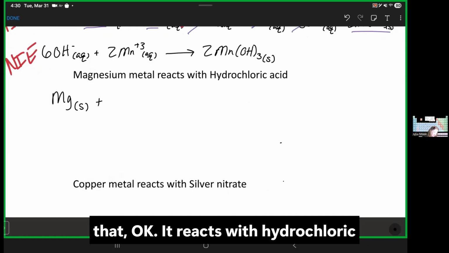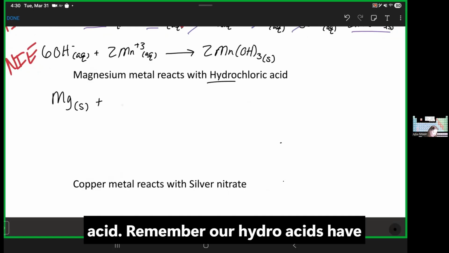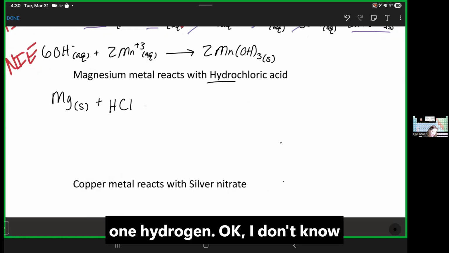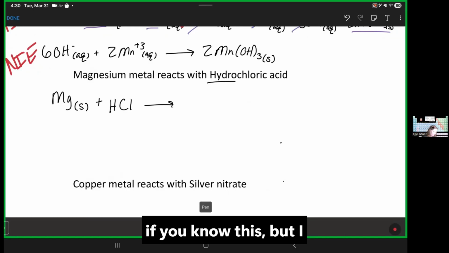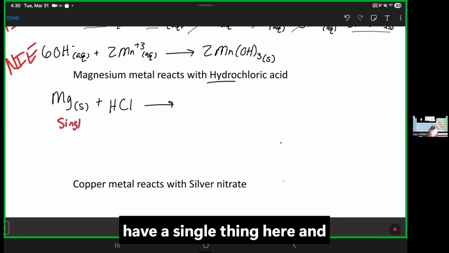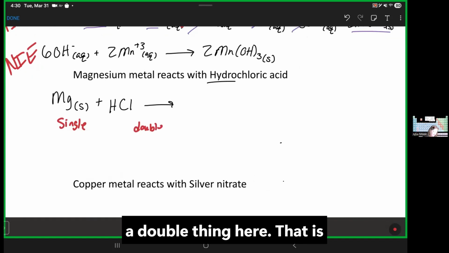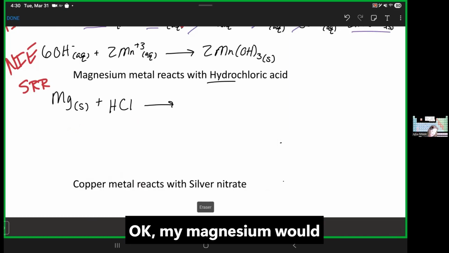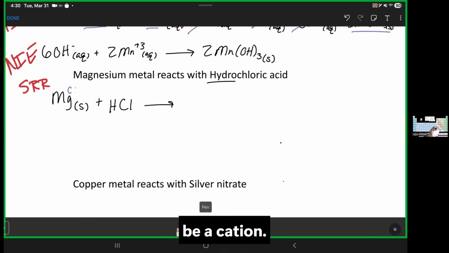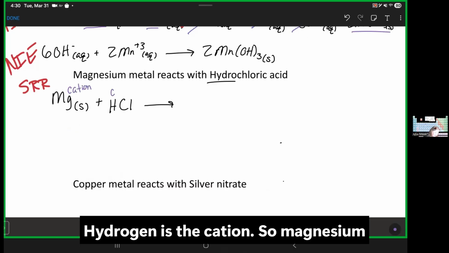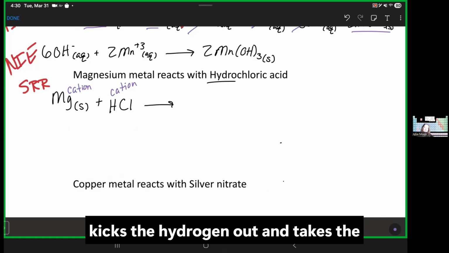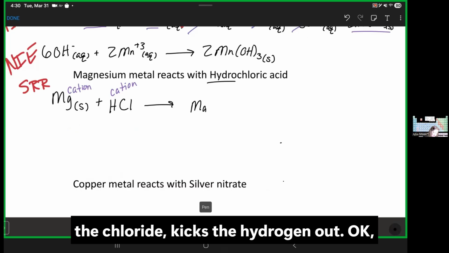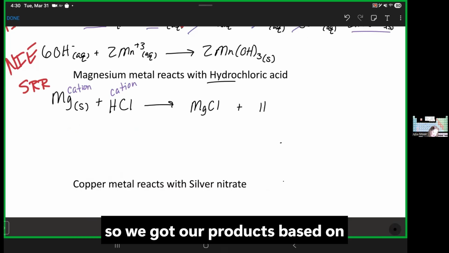Okay, it reacts with hydrochloric acid. Remember, your hydro acids have no oxygens. So it's just the chloride. It's a 1 negative, so 1 hydrogen. I don't know if you noticed, but I have a single thing here and a double thing here. That is a single replacement reaction. My magnesium would be a cation. Hydrogen is the cation. So magnesium kicks the hydrogen out and takes the chlorine. Magnesium hooks up with the chloride, kicks the hydrogen out.